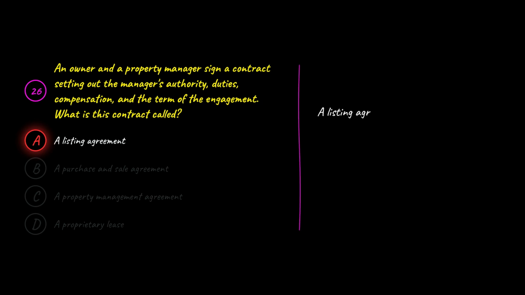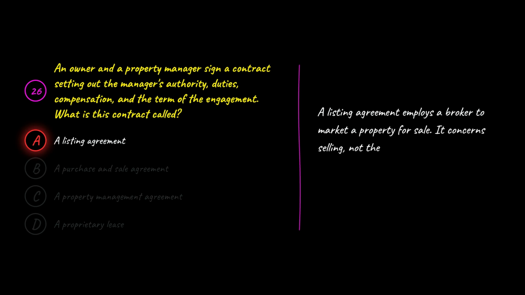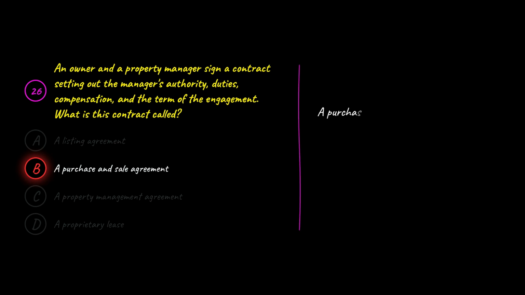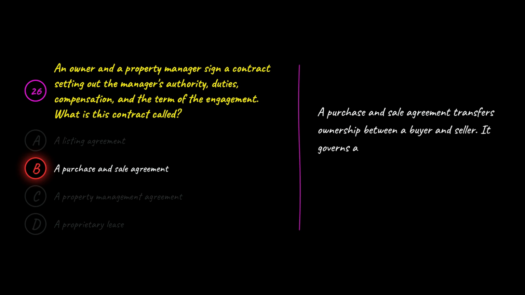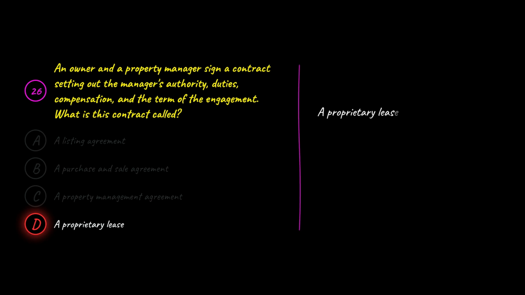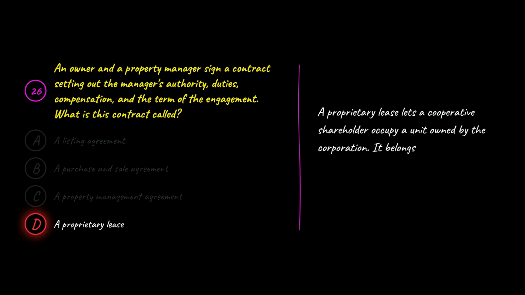A is wrong because a listing agreement employs a broker to market a property for sale. It concerns selling, not the ongoing operation of a rental property under a manager's care. So it does not describe this contract. B is wrong because a purchase and sale agreement transfers ownership between a buyer and seller. It governs a sale rather than the engagement of a manager to run a property, so it is the wrong document. D is wrong because a proprietary lease lets a cooperative shareholder occupy a unit owned by the corporation. It belongs to cooperative housing, not to the arrangement hiring a manager to operate rental property.